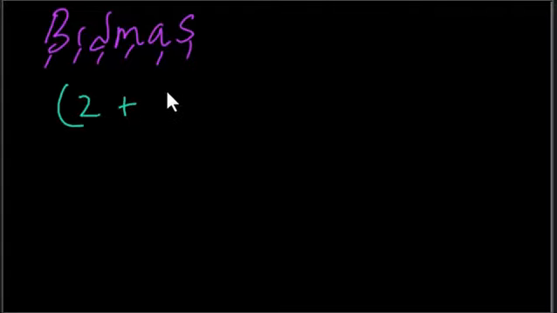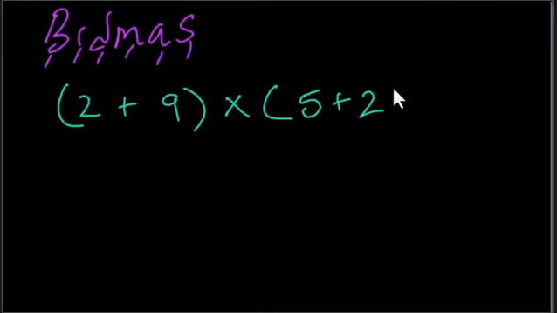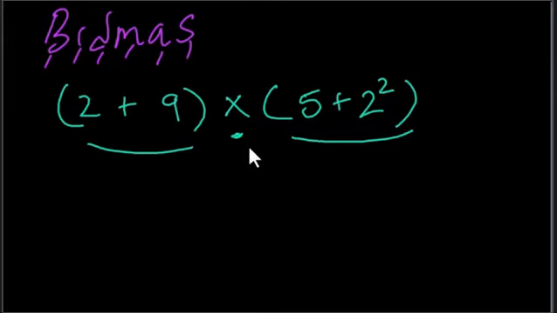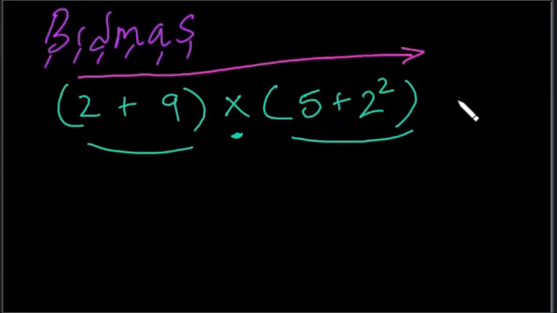Let's say we had 2 plus 9 multiplied by, let's say we have 5 plus 2 to the power of 2. Alright, and so we can see that this expression has 2 sets of brackets in it, and it has a multiplication operation between them. Because they're both brackets, they both have the same precedence, and so we're going to begin our calculation going from the left to the right.